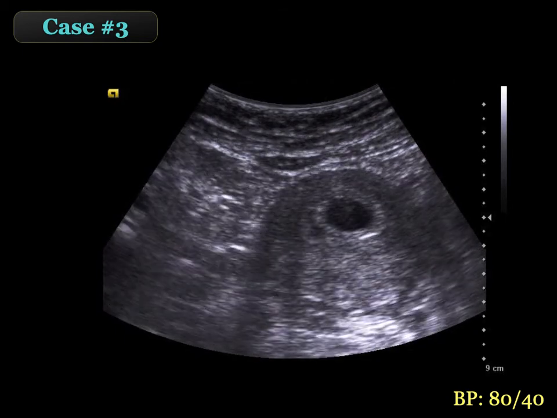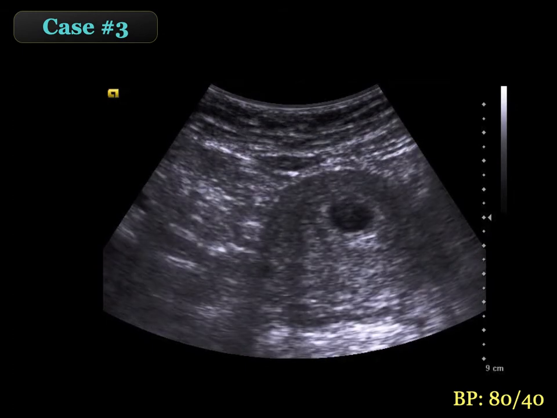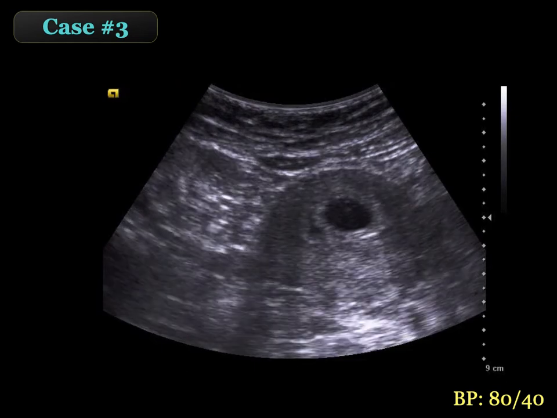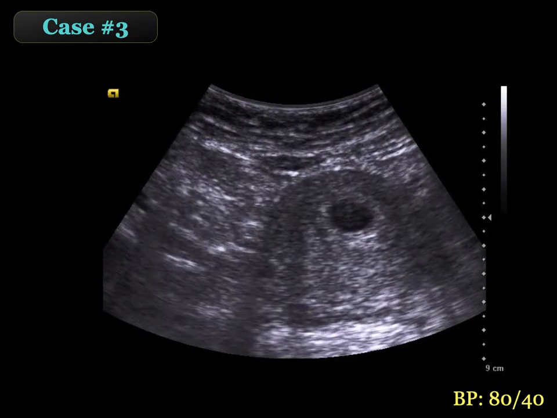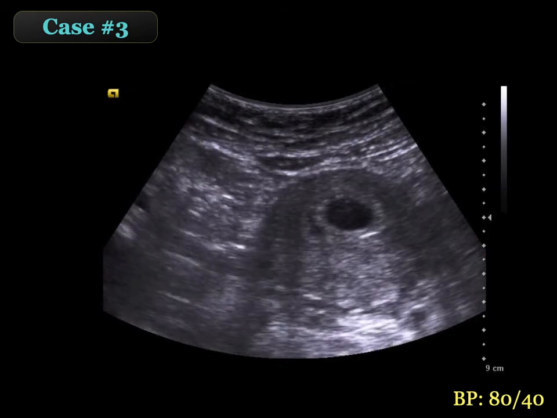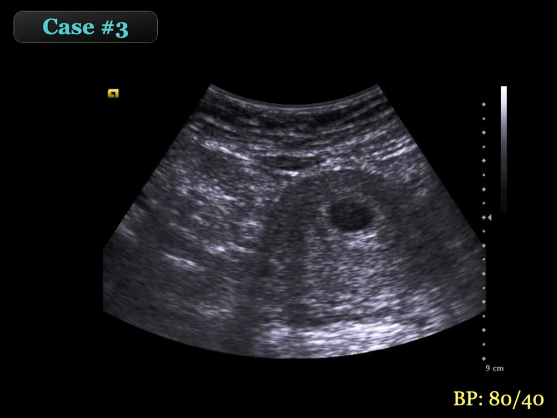Now consider that her blood pressure is 80/40, and she has severe abdominal pain with this positive HCG. The differential diagnosis includes a ruptured ectopic pregnancy, and so the next thing we want to do is check for free fluid. If you don't see free fluid posterior to the uterus in the pouch of Douglas, head for the right upper quadrant.